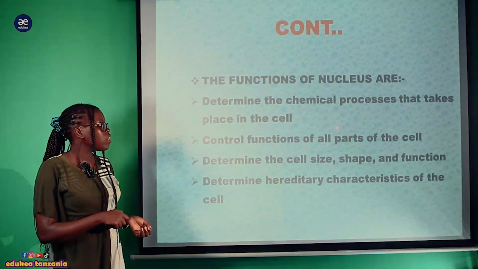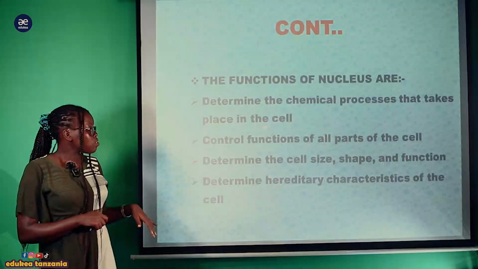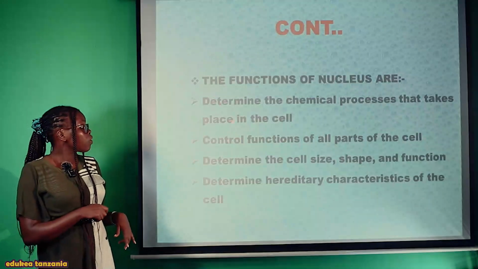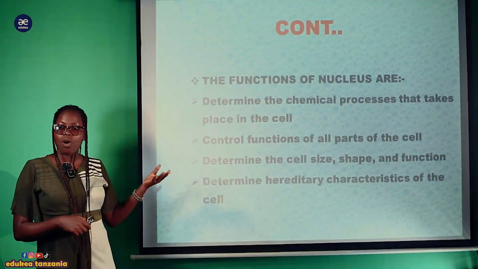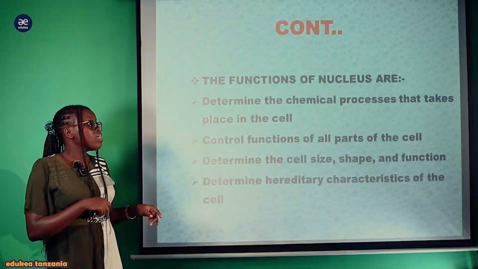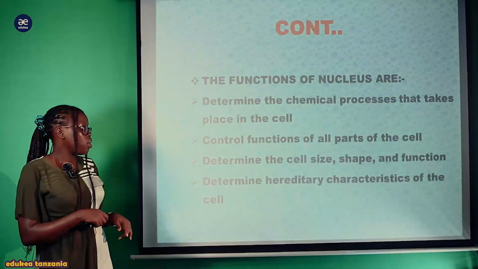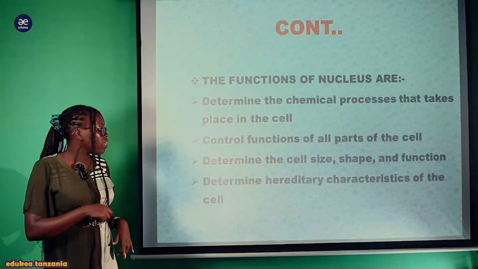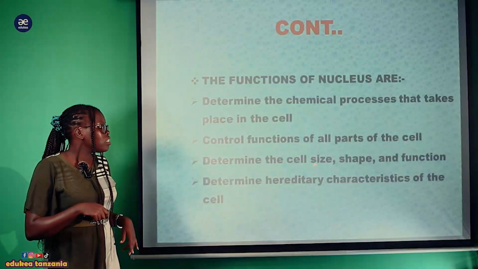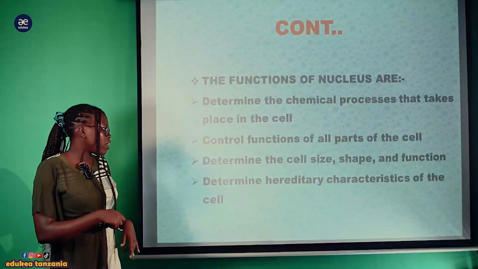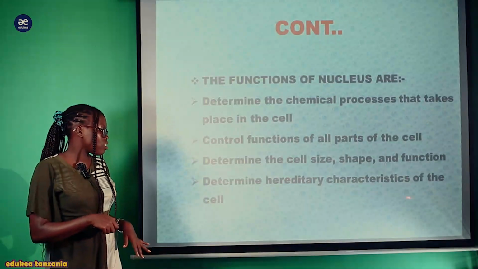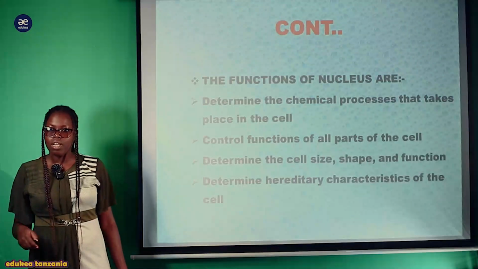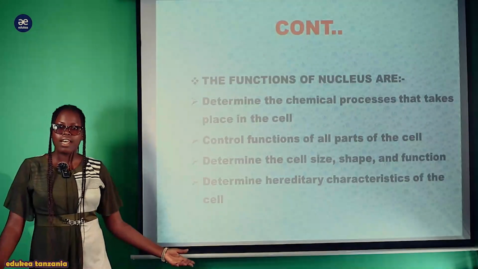The nucleus functions like a battery, an operator or machine that controls all the activities taking place inside the cell. Also, it determines the cell size, shape and function. It also determines the hereditary characteristics of the cell because it contains the hereditary material. There are some nuclei which have RNA and DNA only. There are some which have both RNA and DNA, depending on the type of animal.